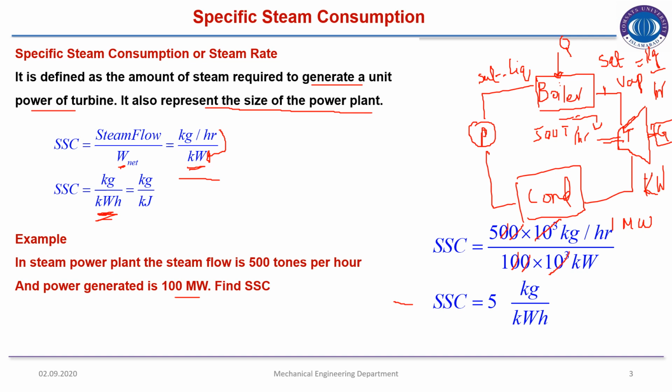So this is very important, because it tells the relation of steam that is flowing through the turbine with the unit kilowatt hour, or unit energy or unit power produced through the turbine. So it means that for every 5 kg of mass that is flowing through the turbine, it is producing 1 kilowatt hour.